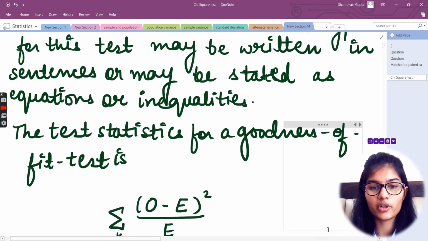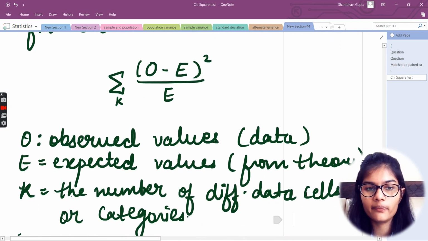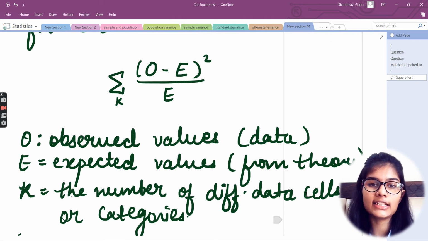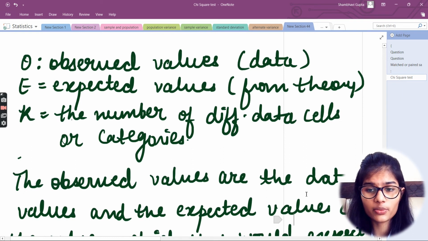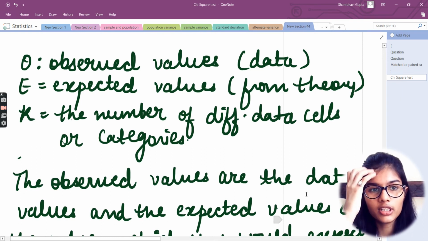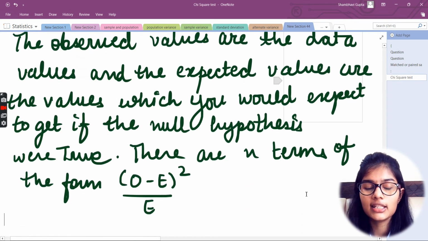The test statistic for a goodness of fit test which we have here is sigma over k of (O minus E) to the whole square divided by E. What's the value for O? How to find it out? So the value for O is the observed value of the data, right? What's the value for E? The value for E is the expected value, which is from the theory. And what's the value for k? That's the number of different data sets or categories.